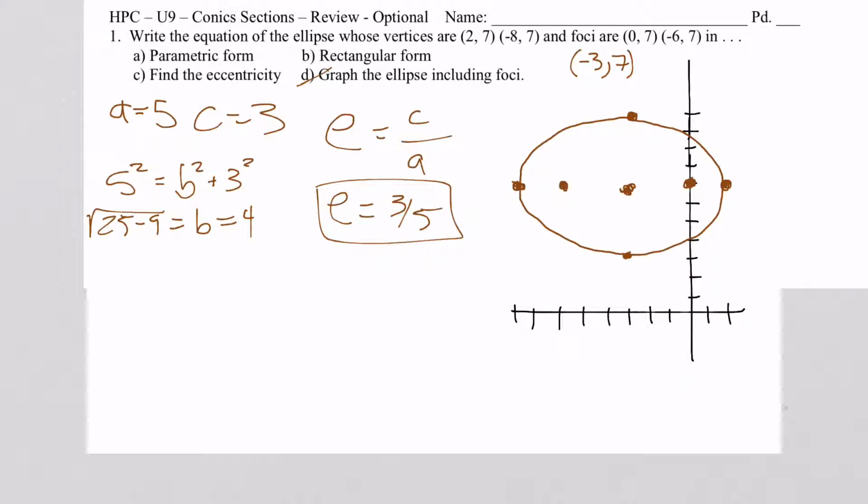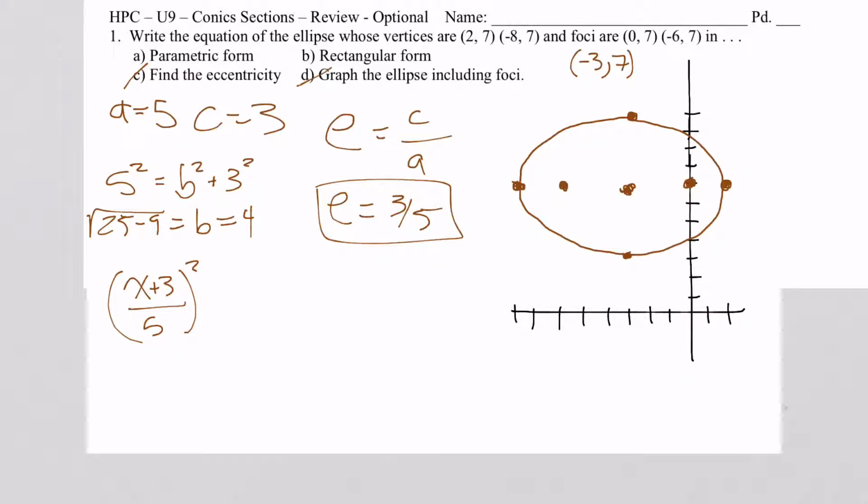So now all we have to do is write the equations. It doesn't matter which one you do first, rectangular or parametric. Let's just continue doing these backwards. We did E, we did D, we did C, so let's do B now. Let's do rectangular form. So x minus the x value of the center is -3, so x plus 3 squared. Let's say over my A value of 5 squared.